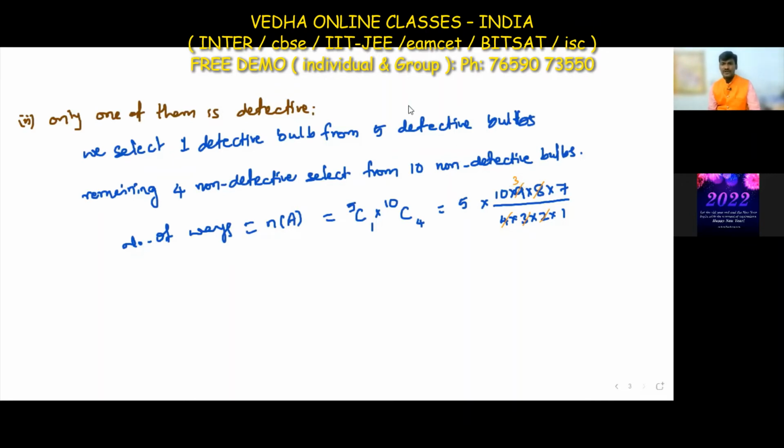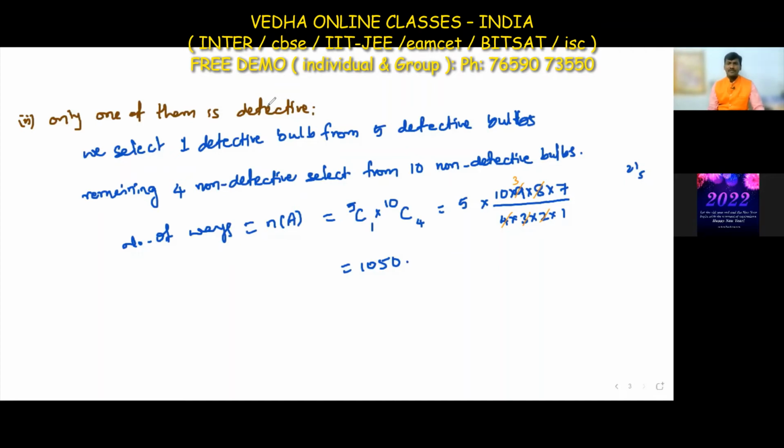Okay, what is the total here? So check it and write the total here. So this is equal to 3 sevens are 21. 21 into 5, what is 21 into 5? That is 105. 105 into 10, 1050. 1050. Okay, after that he is asking the total probability.